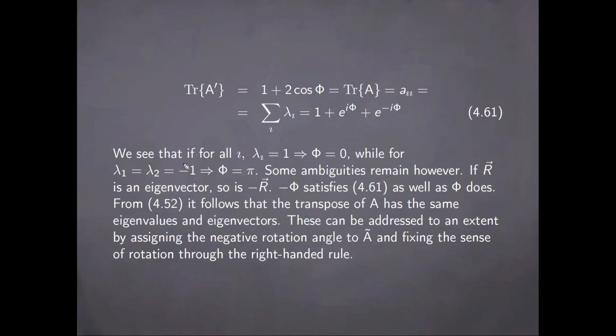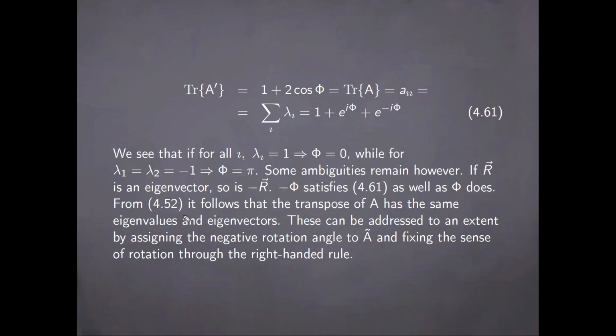And we see that if all three eigenvalues are equal to 1, then the angle of rotation is 0, which corresponds to the trivial case, while if two of the eigenvalues are equal to -1, the angle of rotation has to be equal to pi. Some ambiguities remain, however. If r is an eigenvector, so is -r. Also, minus phi satisfies the equation here as well as the angle phi.